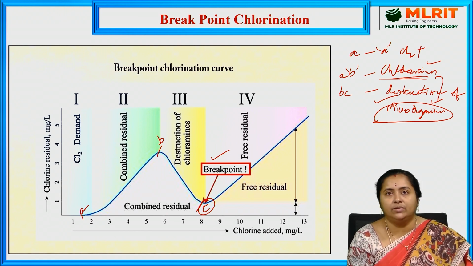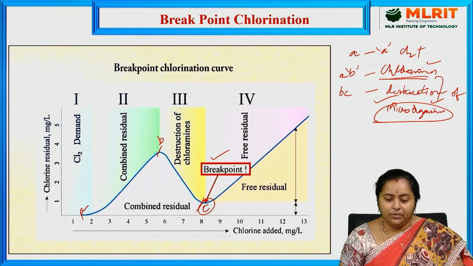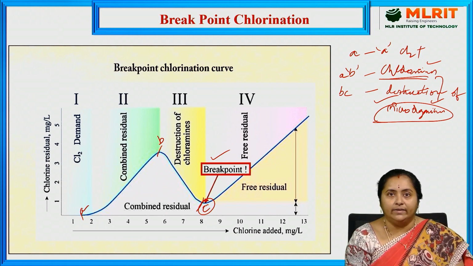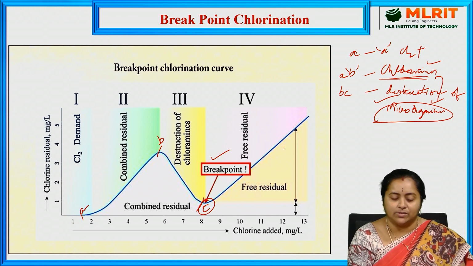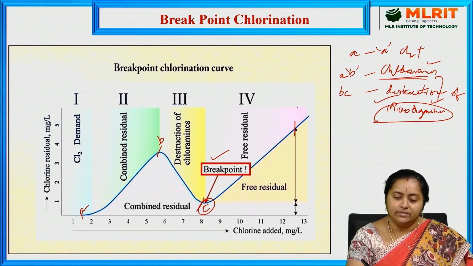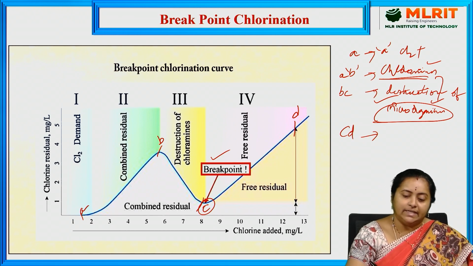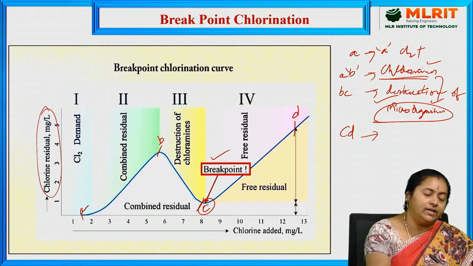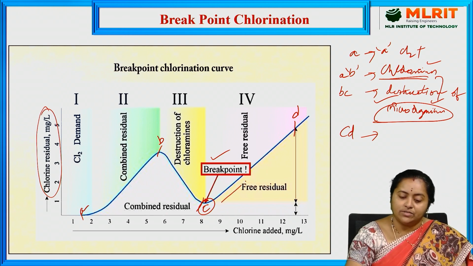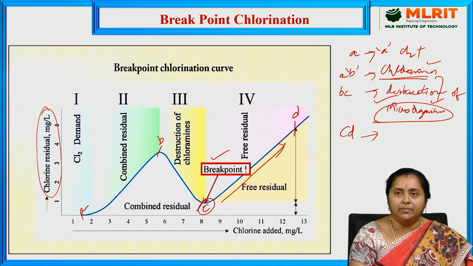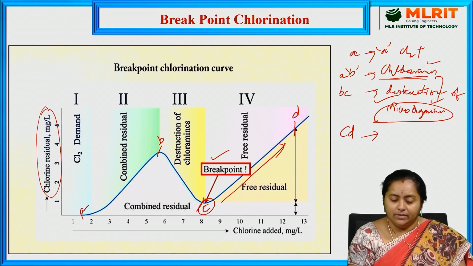This curve is able to reveal that to us, right? So what happens if I go on adding? That will be represented in this curve also, that is from C to D. What does the C to D curve represent? It represents that again there is an increase in residual chlorine content. Free residual chlorine content is going to increase. Here it reached a minimum. It's not equal to 0, but it reached the minimum. That means we got a dip, right?